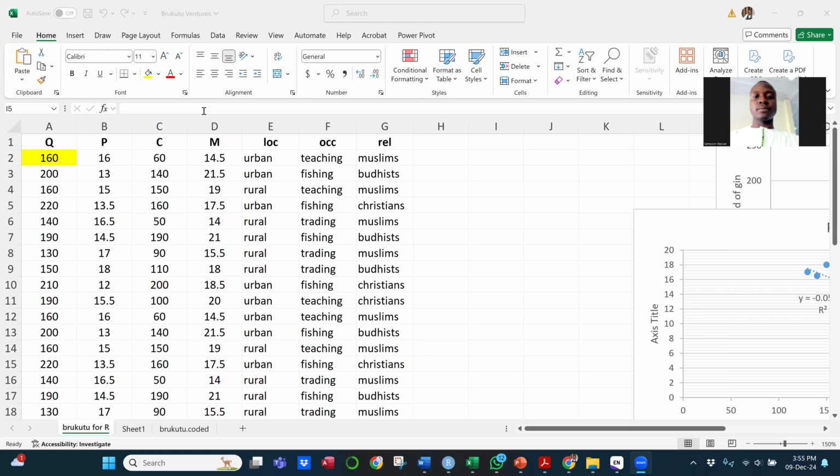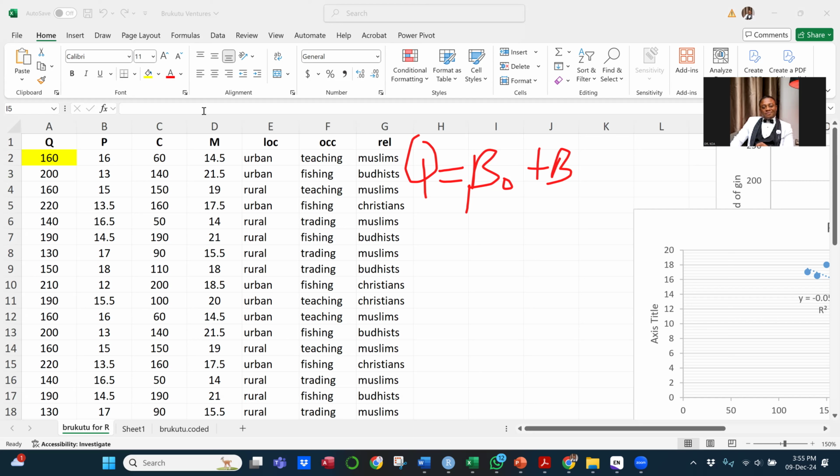If I want to use the quantity demanded as the dependent variable, I can say that Q equals beta naught plus beta 1 price, which is P, plus beta 2 C, and then beta 3 with M. The other ones, how should I call them? There is a different set of variables that will not be used in this case.